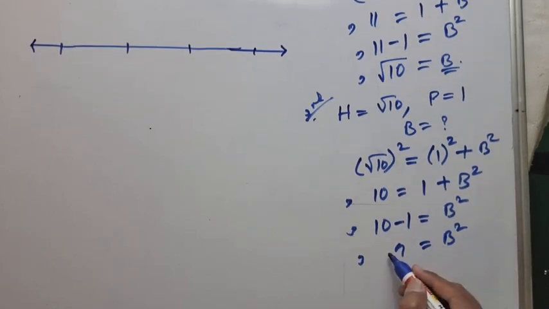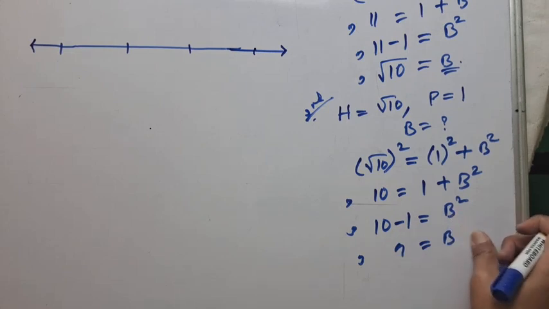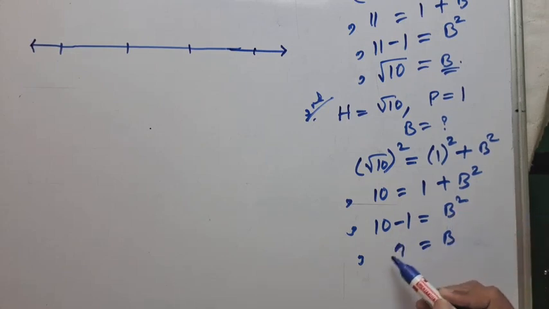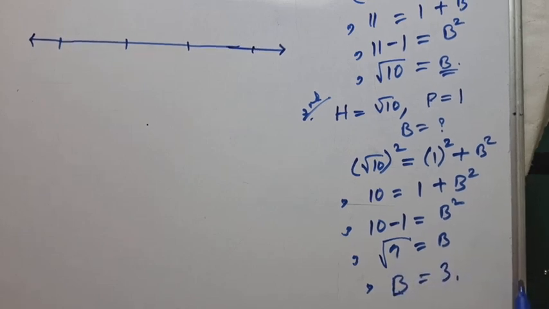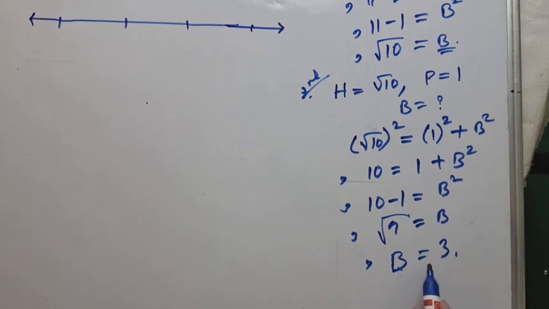Now we take this square to the left hand side, becomes root under. Okay, when we bring this square to the left hand side, becomes root under, or base equal to root under 9 means 3, isn't it? Base equal to root under 9 means 3. Okay, base equal to 3. So first we take base as 3 units.